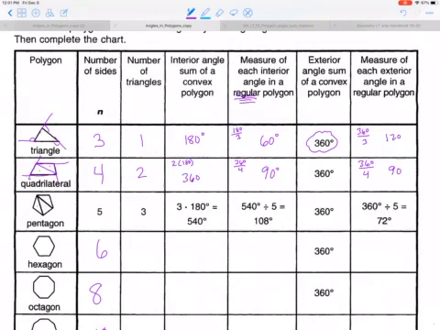Pentagon is done for you. You can see you get 3 triangles. 3 times 180 is 540. 540 divided by 5 is 108. And it's a constant 360 for the sum of the exterior. So if I divide by 5, I get 72.